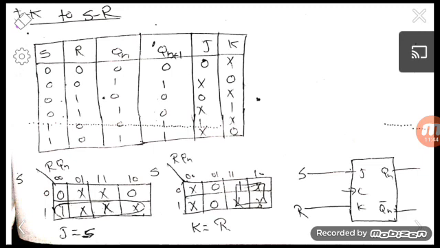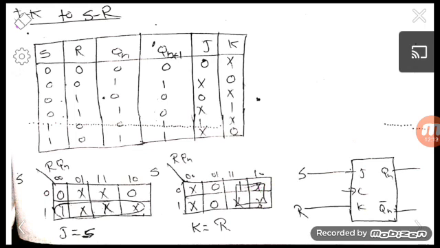And after that we are drawing the K map for K. After that we are going to group. Here only one 1 is there, and another three don't care conditions are there. So by grouping this we obtain J is equal to S, and also here we can group this one along with three other don't care conditions. So the expression for K is equal to R.